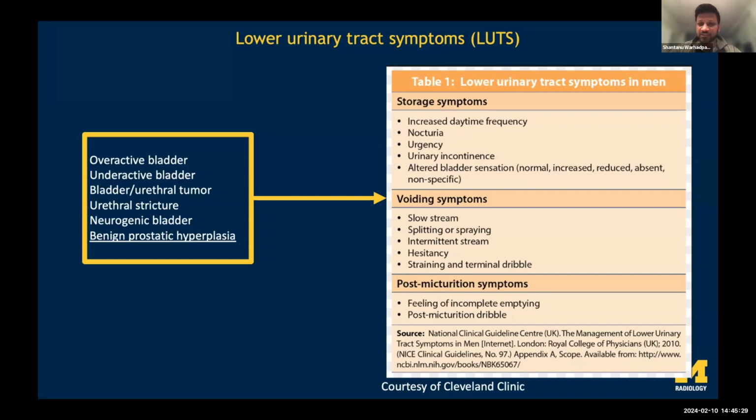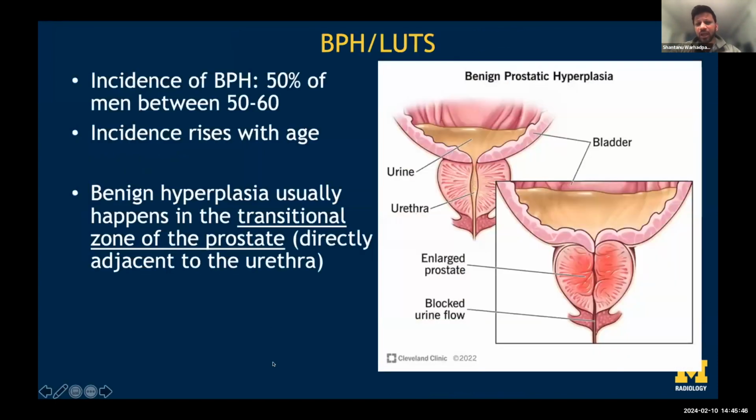There's a host of reasons why a patient can have LUTS, and a big part of the pre-procedural workup is to make sure you're ruling out all of the other things that could be happening and isolating it to just BPH. So once you've done that, and I'll show you how we do that here, then you can proceed with consideration for a PAE.